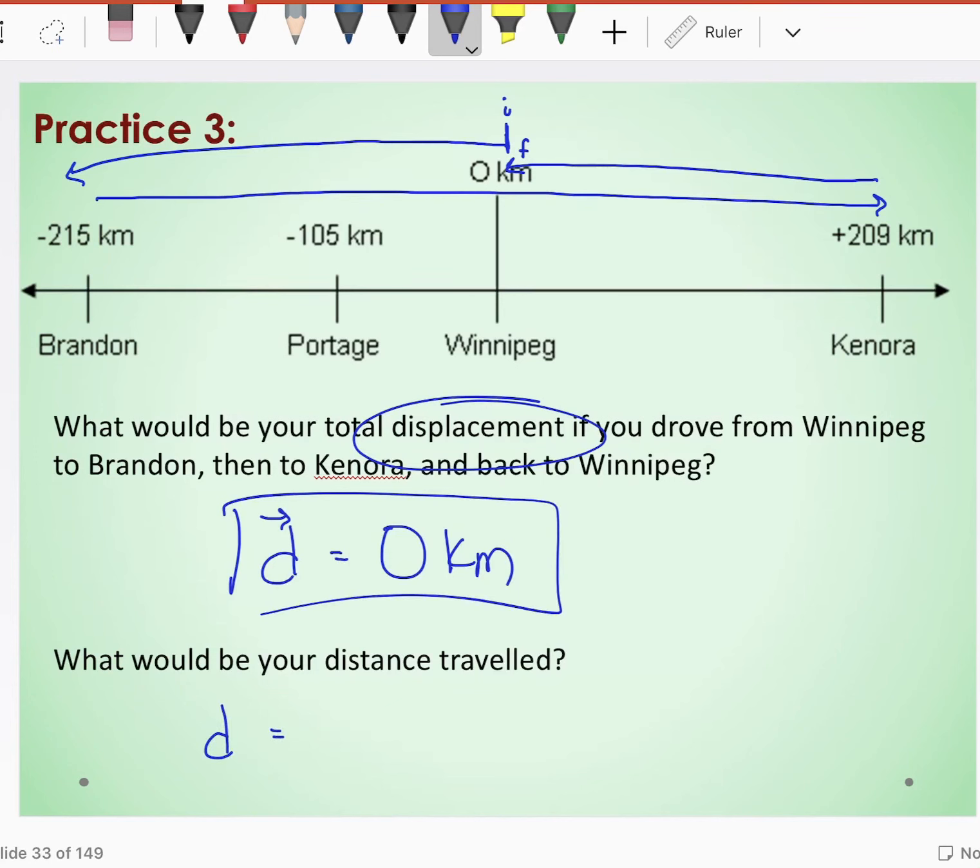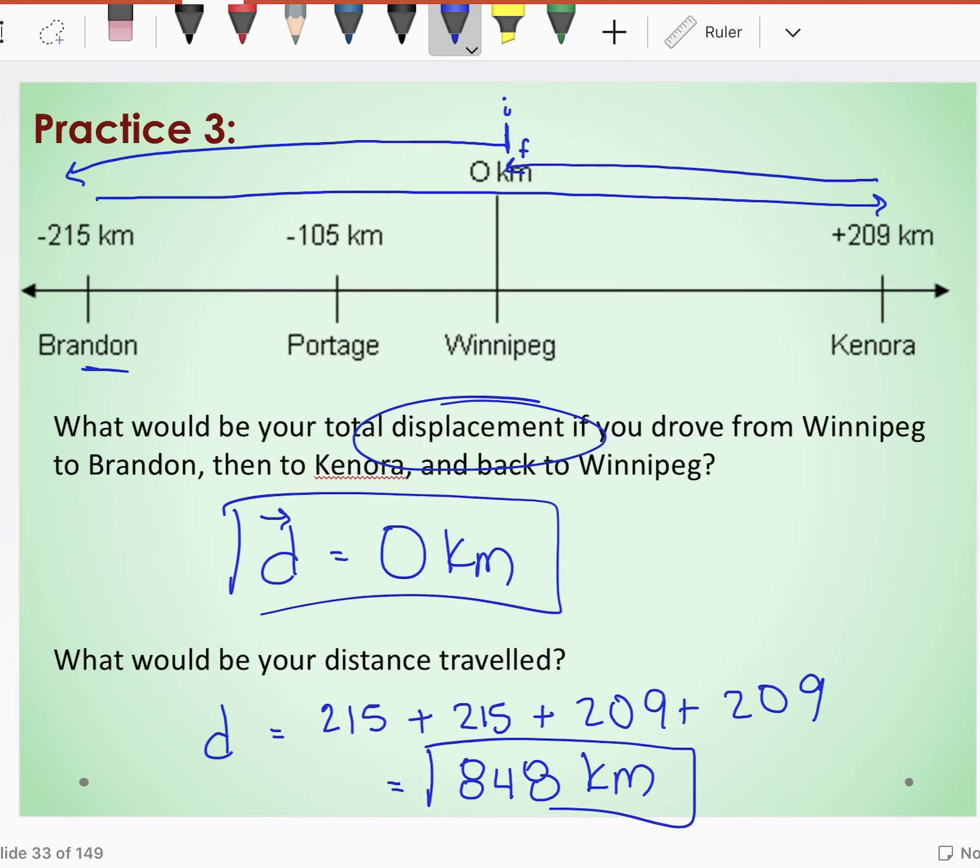So don't forget to think about that. Distance is going to be adding these up, so I've got to use my picture here. Brandon is 215 kilometers to the left of Winnipeg. That was my first interval. Again, positives and negatives don't matter now. We're just adding them all up. So 215 plus another 215 plus 209 and plus 209, I believe. And that should be 848 kilometers.